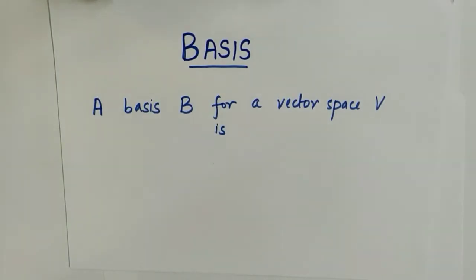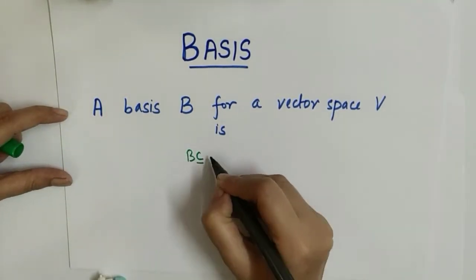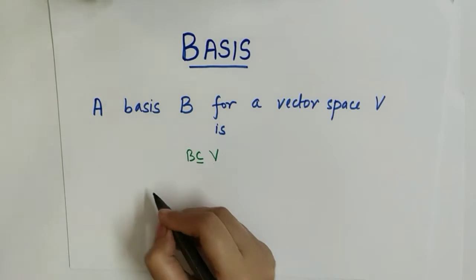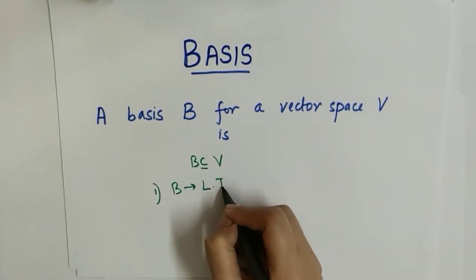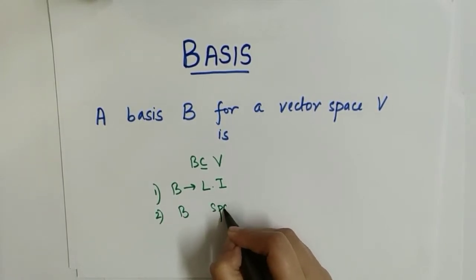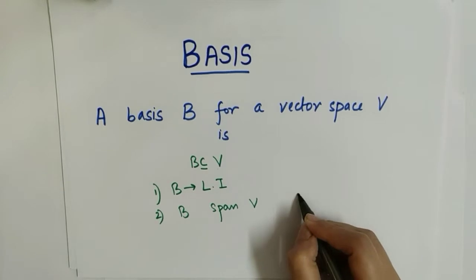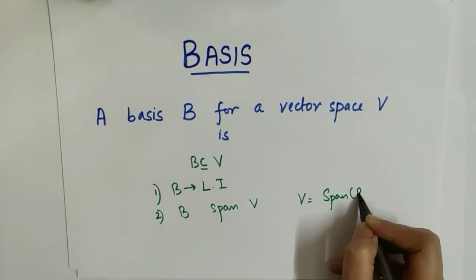What is a basis? A basis B for a vector space V is a subset of V that is linearly independent and B should span V. That is, V is equal to span of B.